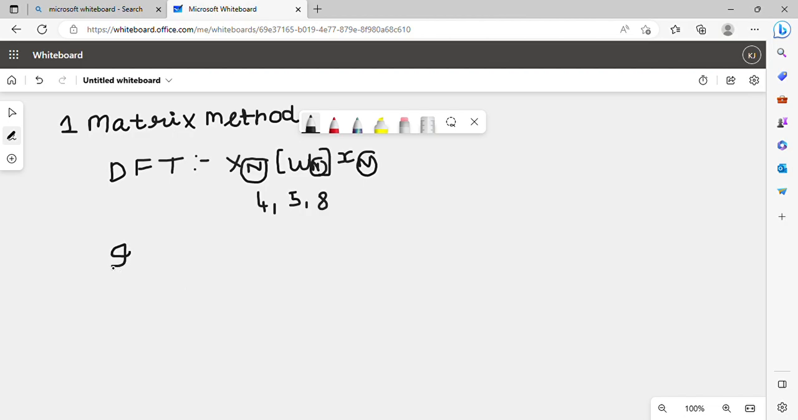Right? If you consider the IDFT formula, it is my x of n, right? Just a minute, I'm going to write the formula. So sorry, just a minute, students.